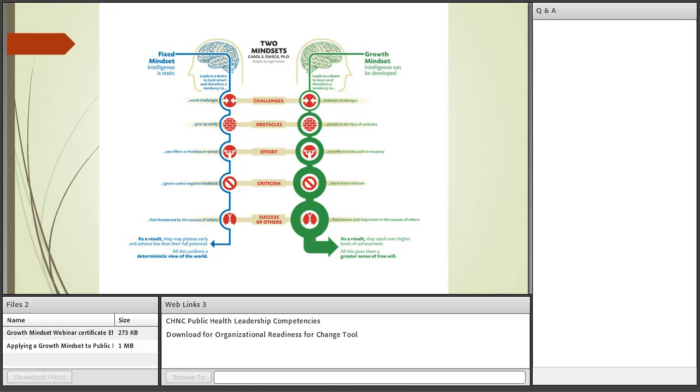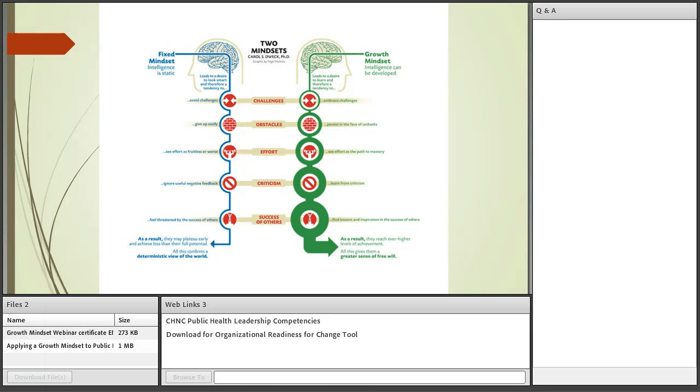So in a fixed mindset, you will see that the individuals are avoiding challenge, versus in a growth mindset, it's about embracing challenges. In terms of obstacles, fixed mindset individuals give up easily, and growth mindsets persist in the face of setbacks. In terms of effort, fixed mindset people are thinking, okay, I'm intelligent, I'm talented, they often see effort as fruitless or worse.